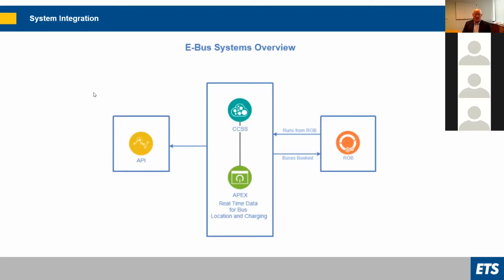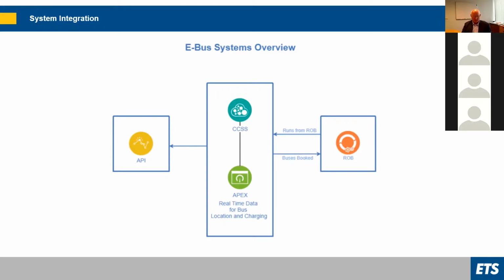And in this one here, we're actually showing how everything talks, because it's more complicated than just having a diesel bus that you put out. So we've got an in-house system called ROB. And this is our runs on bus. And what that does, it tells us what the bus is doing, where it is and that. And then we've got our CCSS system, which runs the Apex, which is a real-time data for the bus in location and charging.